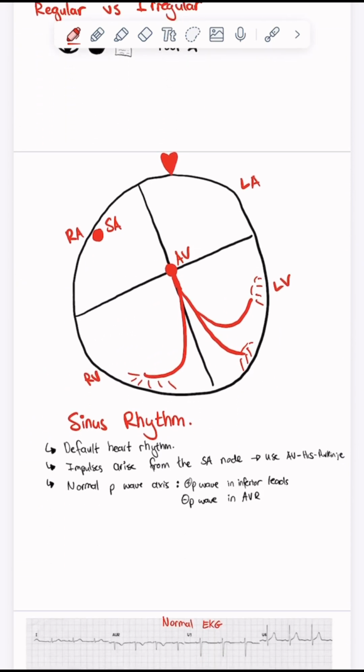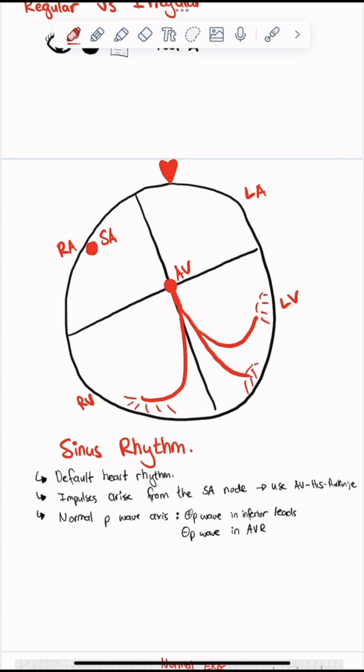Next, we'll be talking about sinus rhythm. What is sinus rhythm? Sinus rhythm is essentially the default heart rhythm. It's basically where impulses arise from your sinoatrial node and then use the AV node and the His-Purkinje system, which I've drawn over here, to conduct electrical impulses in the heart. So it's essentially normal electrical activity in the heart.